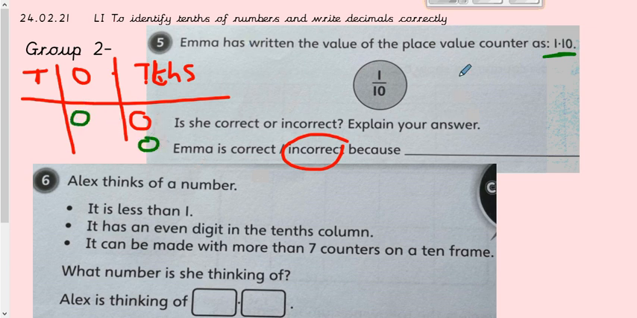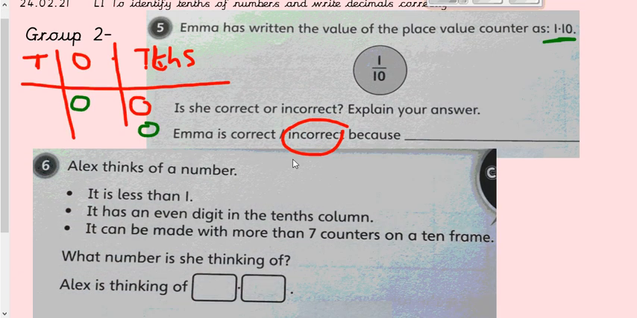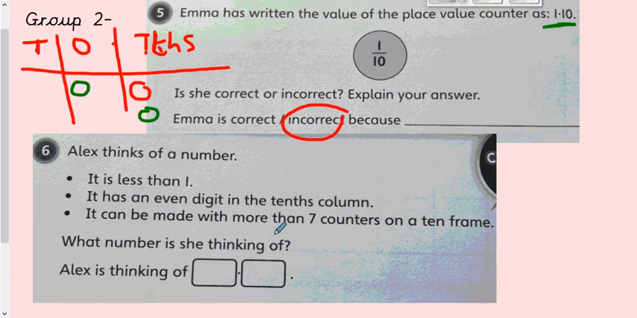So Emma's value is in green, but the actual counter's value is in red, and you can see that Emma has got 1, 1, 1, which is in the ones column, very confusing. But there's no 1 here, there's only 1/10. So therefore she is incorrect. Hopefully I explained that okay. I'm not the best at explaining things sometimes, but hopefully that was all right. This one, Alex thinks of a number.